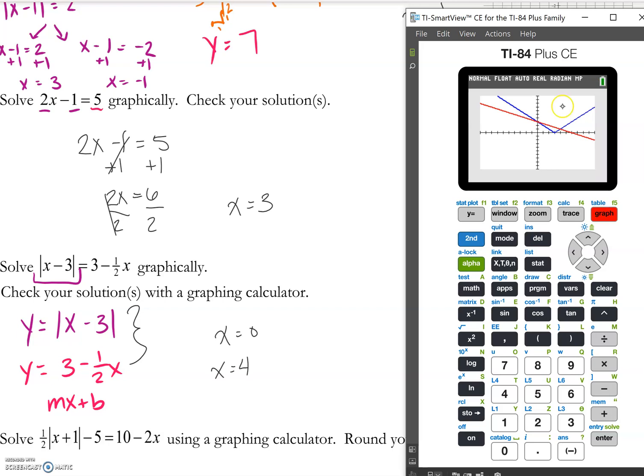I just want to make sure that what I actually got for my points of intersection matches here. So to find points of intersection, we hit second trace. Number 5 says intersect. I'm already kind of on my first intersection, so I just hit enter 3 times. 1, 2, 3. And I get that, yes, the intersection there was at 0, 3. X does equal 0. Let's try one more. Second trace. Number 5 for intersect. Now I'm going to move over to my other point of intersection.